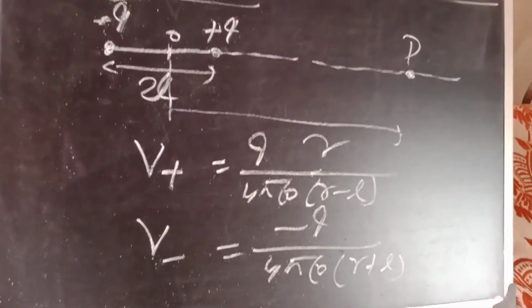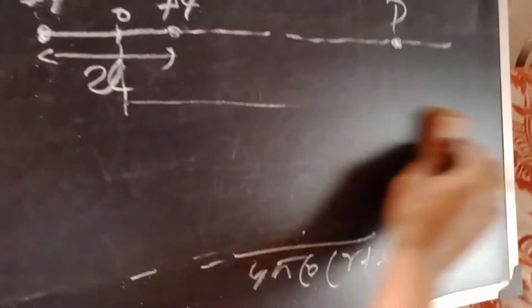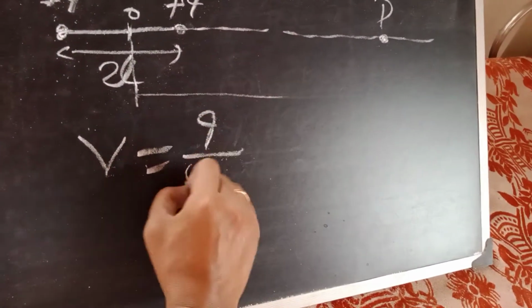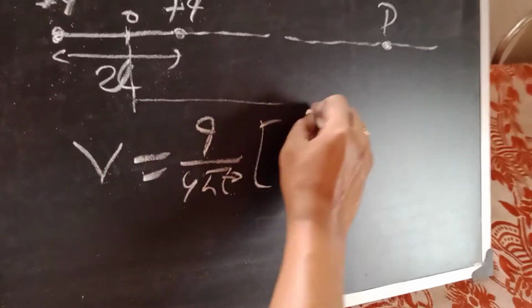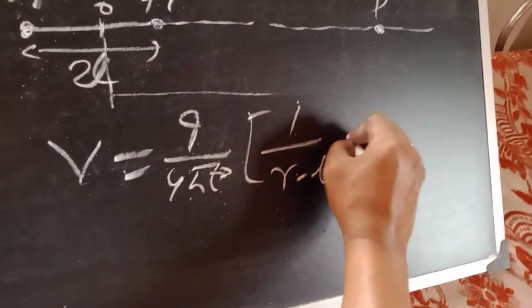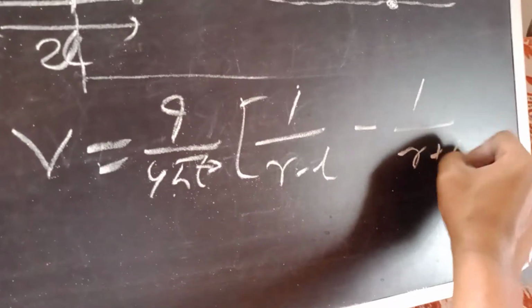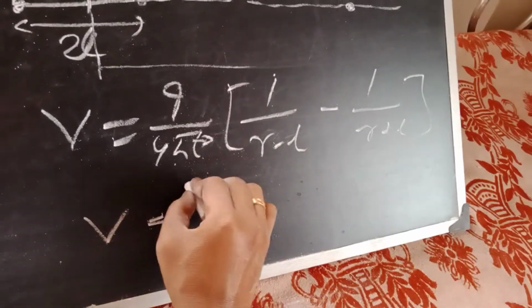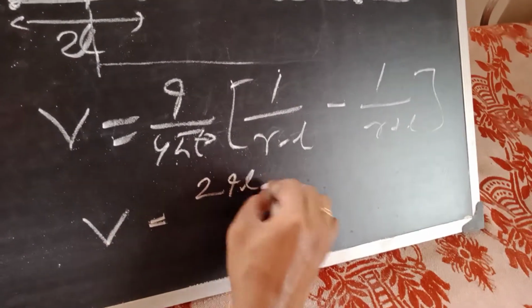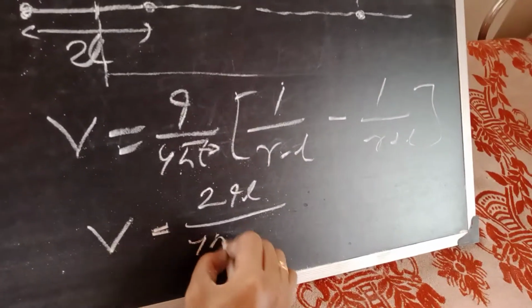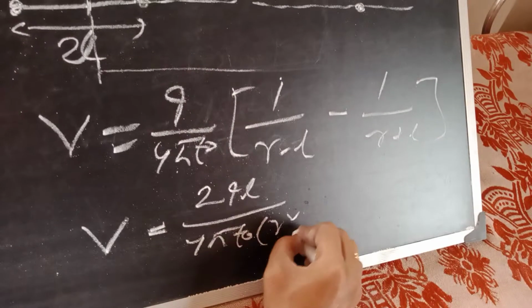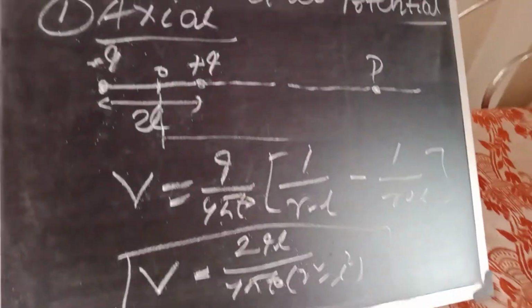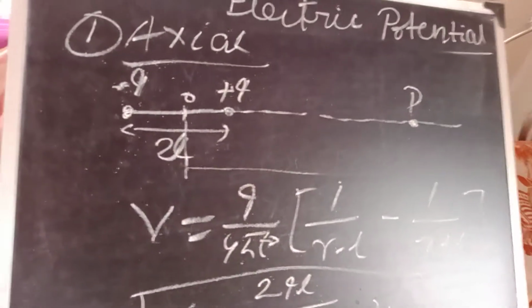So the total potential at point P will be V equals q by 4 pi epsilon naught, we take common, 1 by r minus l minus 1 by r plus l, and we get V equals 2ql by 4 pi epsilon naught into r square minus l square. This is the formula of potential at the axial point due to the dipole.